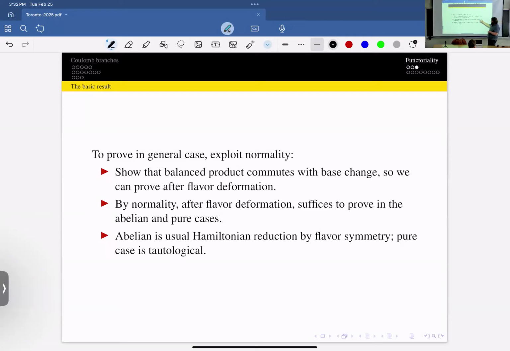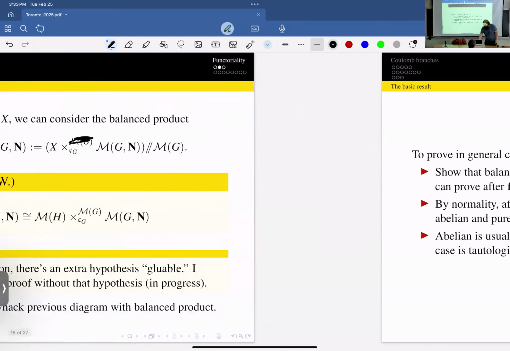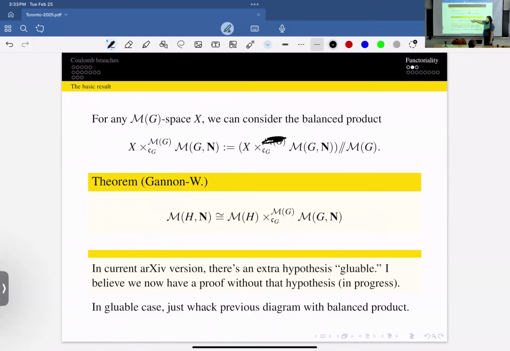And if I'm on a hyperplane where the weight vanishes, it reduces to the abelian case. If I'm on a hyperplane where the root vanishes, it reduces to the pure case. And those cases are kind of easy. The abelian case is covered in the original BFN paper, where you can think about doing Hamiltonian reduction by flavor symmetry. And the pure case is just kind of obvious. If you get rid of G, this is just a tautological statement that I multiply by the group and then I divide out by it and I get the same thing back.